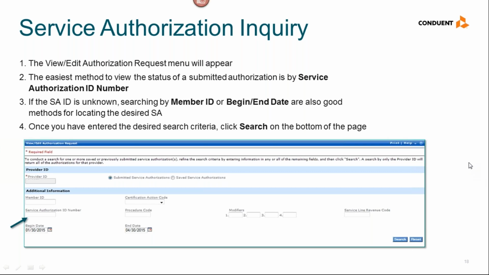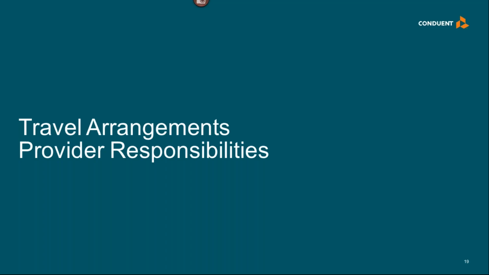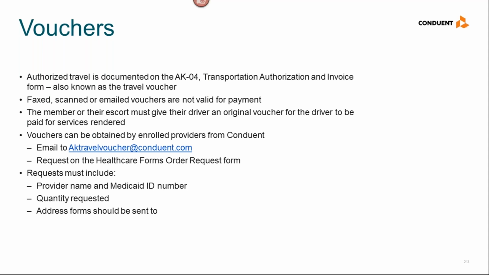All right, so once the authorization is in place, you've called in, you've made the request, it's been approved, there are still some things that need to be done. First is completing the voucher. Authorized travel is documented on the AK-04, which is also known as the travel voucher, transportation authorization and invoice form.